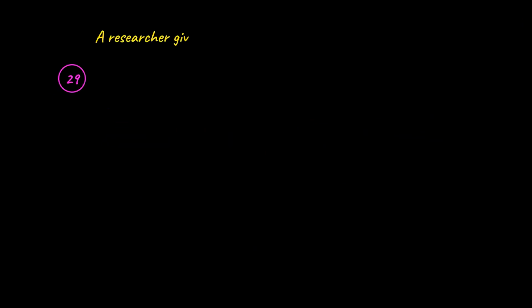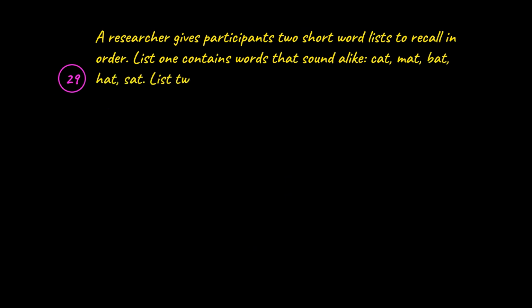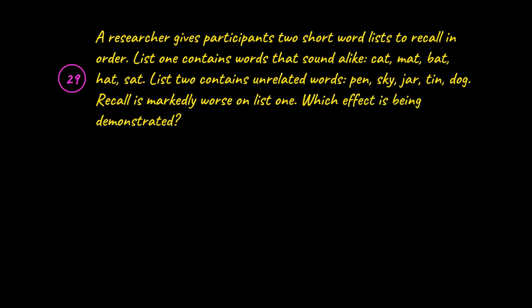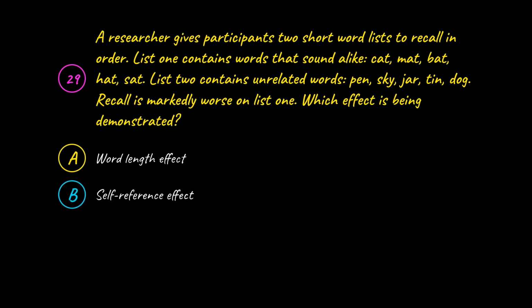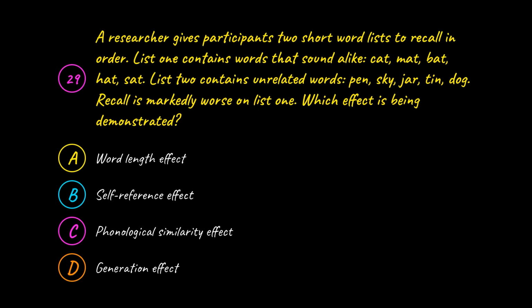Question 29. A researcher gives participants 2 short word lists to recall in order. List 1 contains words that sound alike: cat, mat, bat, hat, sat. List 2 contains unrelated words: pen, sky, jar, tin, dog. Recall is markedly worse on list 1. Which effect is being demonstrated? Your options are A. Word length effect, B. Self-reference effect, C. Phonological similarity effect, D. Generation effect. Pick one. Trust your gut. Here's your chance to test yourself.